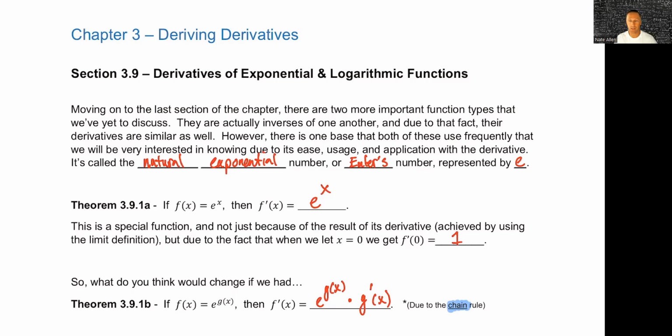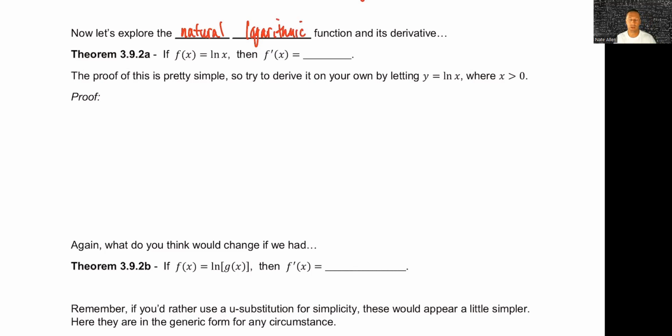Let's take a look at the natural logarithmic function and its derivative. Theorem 3.9, 2a and b. Again, if we just had x versus g of x, an entire function, what would the derivative of those things be? Some of you probably guess, well, it's just ln of x. Unfortunately, it's not that simple. It is still fairly nice.